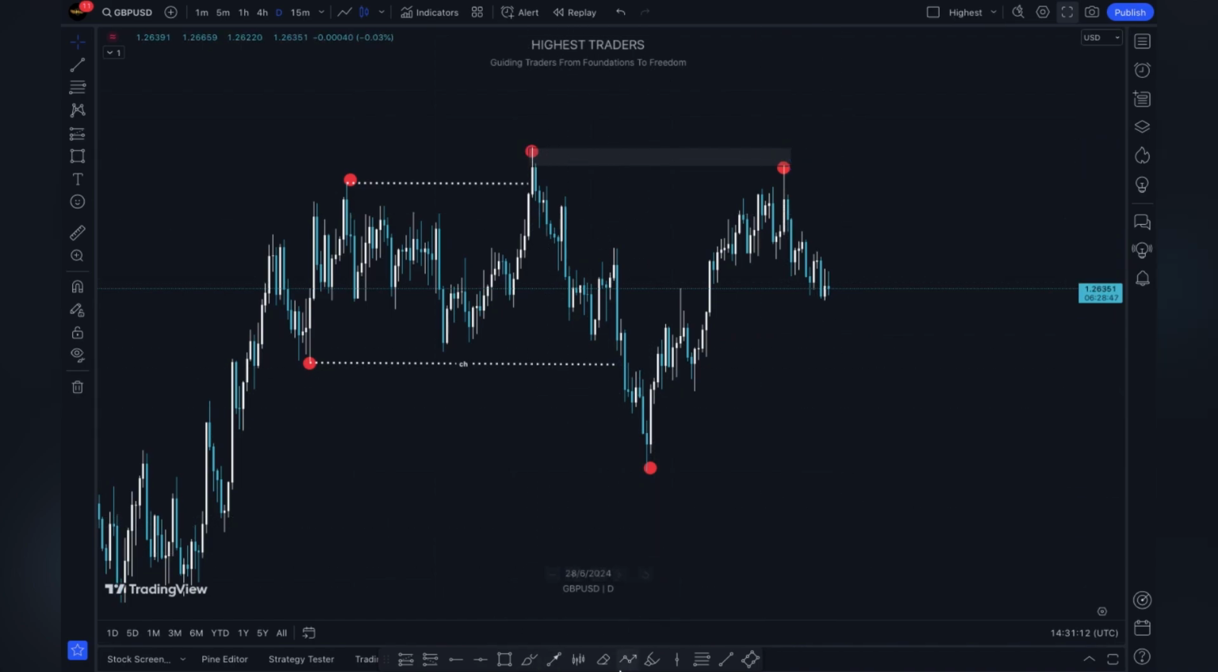So from the daily time frame, you can see clearly that our target is here. This is our target from the daily time frame. The daily structure said price should be selling to this level.